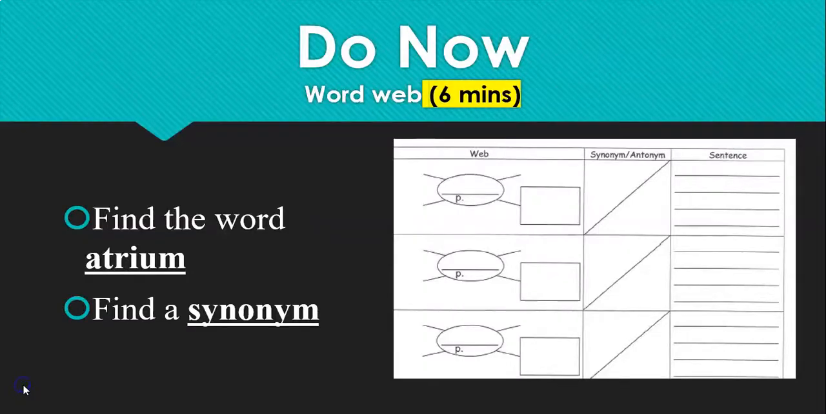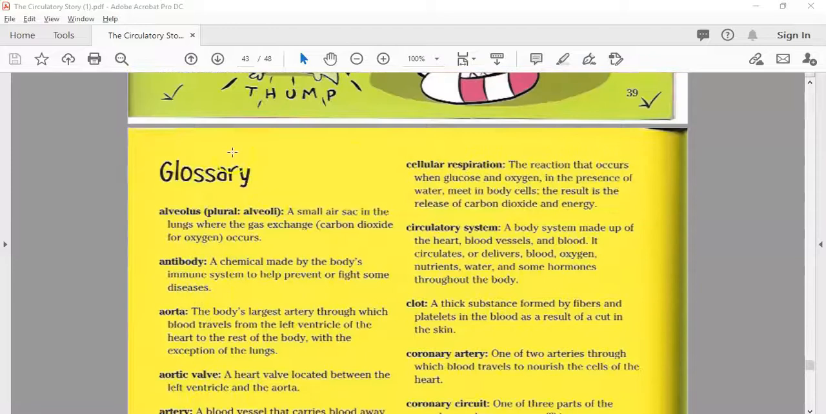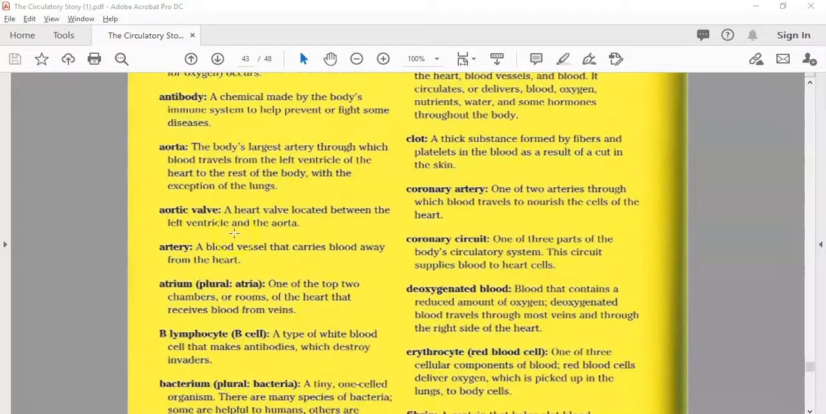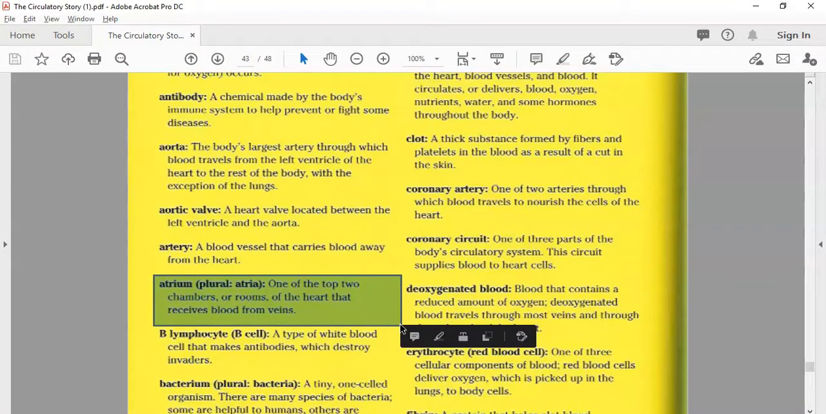Okay, boys and girls, so how we start is with our word web. So today we're going to find the word atrium, and that's going to be in the back of our books. So let's go ahead and write the word atrium and look up the definition. According to the glossary that's behind the books, if you scroll all the way to the back, we'll see the word atrium, and it is right here, boys and girls, and it says it's one of the top two chambers or rooms of the heart that receives blood from veins. So make sure you pause the video so you have time to copy that.